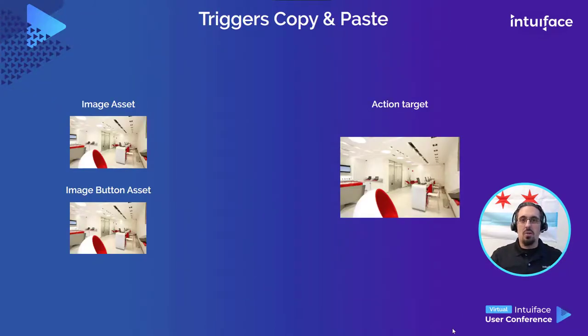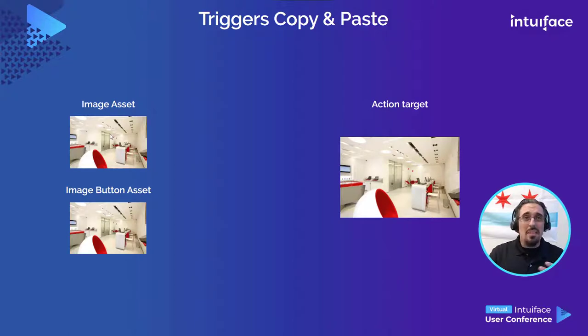Next one, triggers copy and paste. So I'm still in play mode right now. I just want to go show what's going on. What's the trigger or what are the actions we're going to copy? So let's say we have an image asset here with an is tapped trigger. So when I do a tap on the image, the action is, I don't know, an animation.